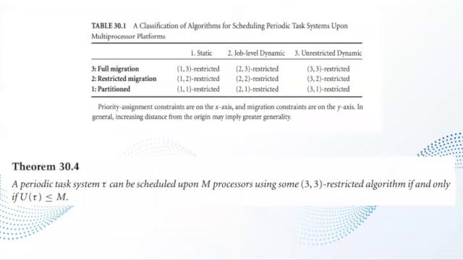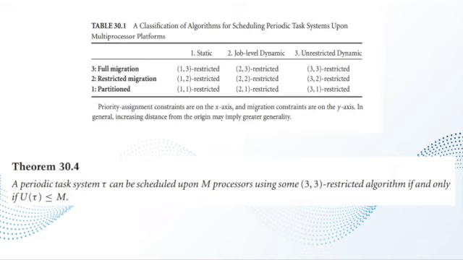For several of the classes identified in table 30.1, exact feasibility analysis is provably intractable. A transformation from the 3-partition problem can be used to show that feasibility analysis is NP-hard in the strong sense. And we can see theorem 30.4 here. A periodic task system tau can be scheduled upon M processors using some (3,3)-restricted algorithm if and only if U(tau) is less than or equal to M.